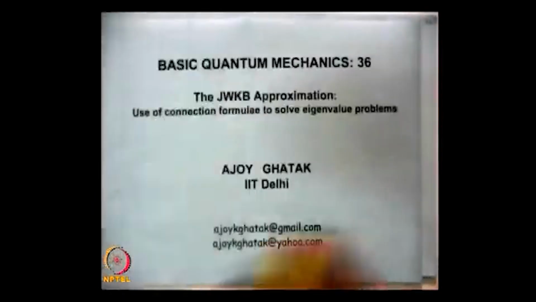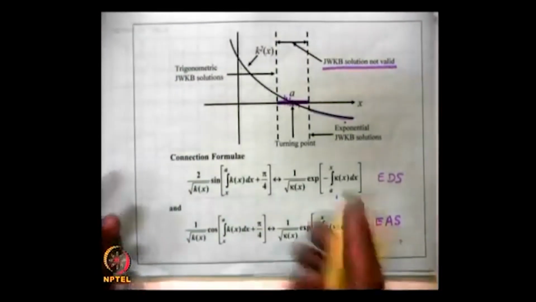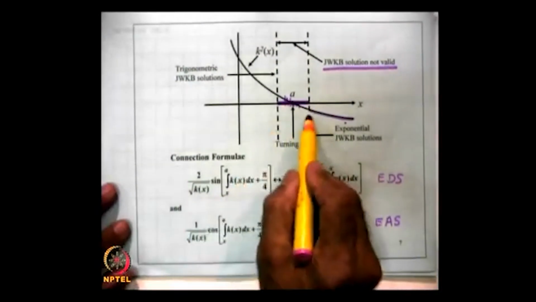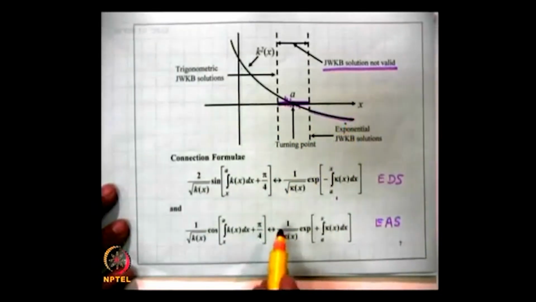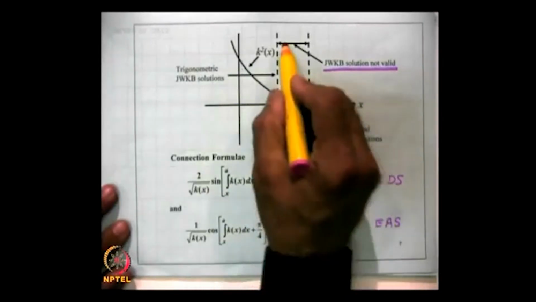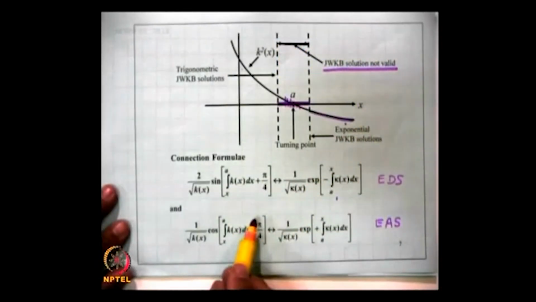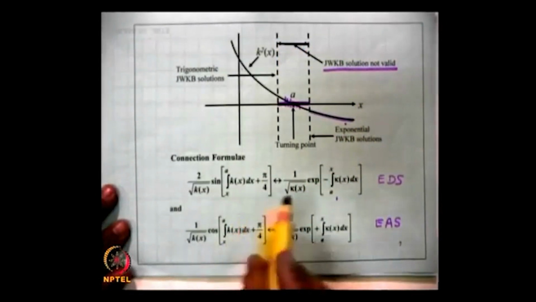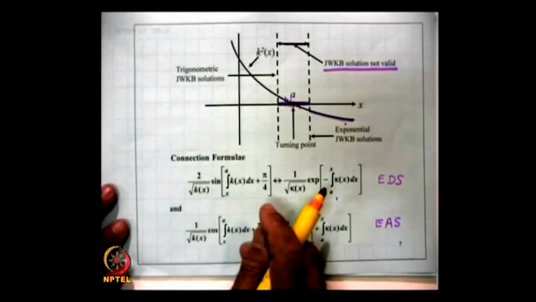On the other hand, if I have a situation in which k square of x becomes negative to the right of the turning point, then we just have to reverse this. So, near the vicinity of the turning point, the JWKB solutions are not valid, and we will explicitly show that probably at the end of today's lecture.